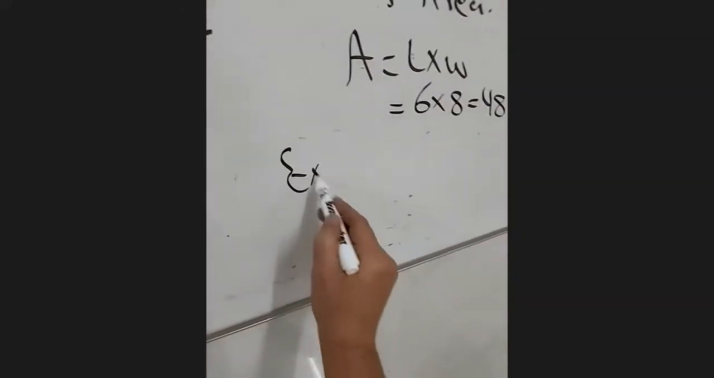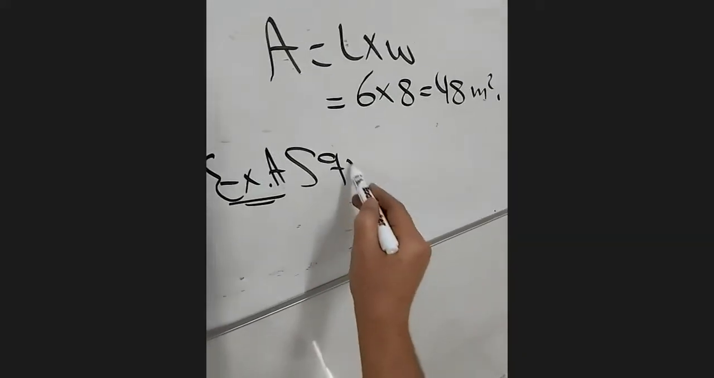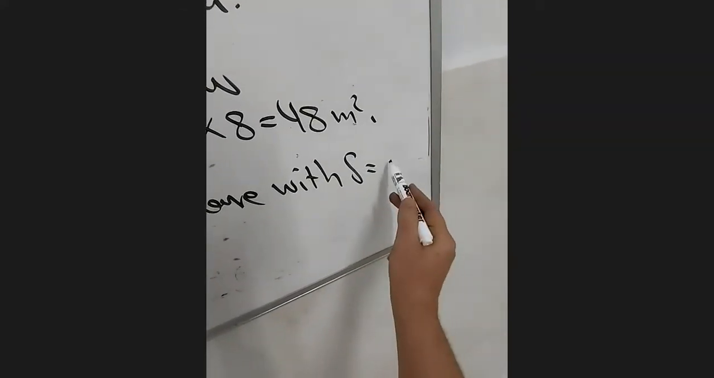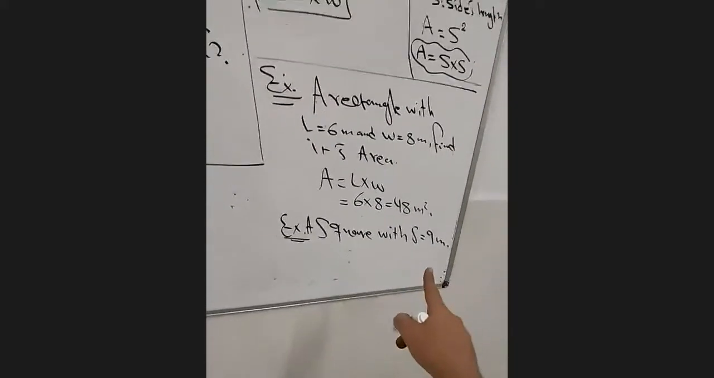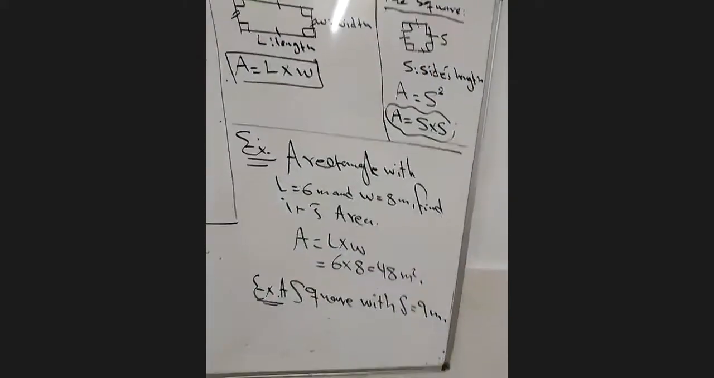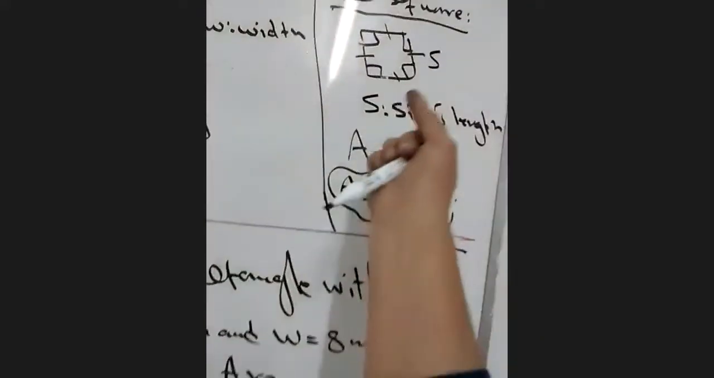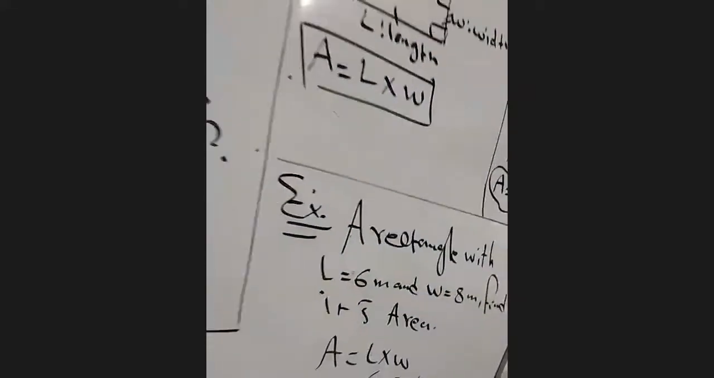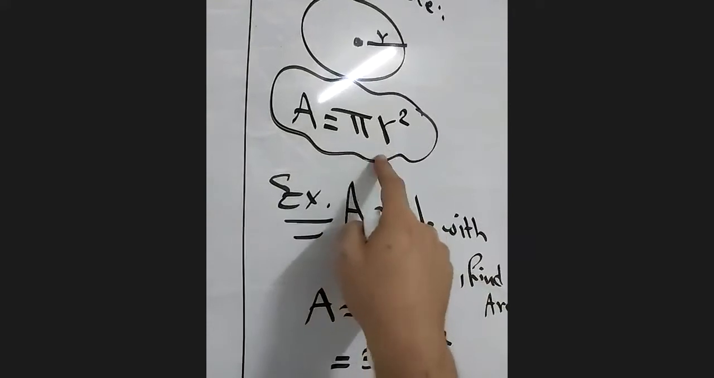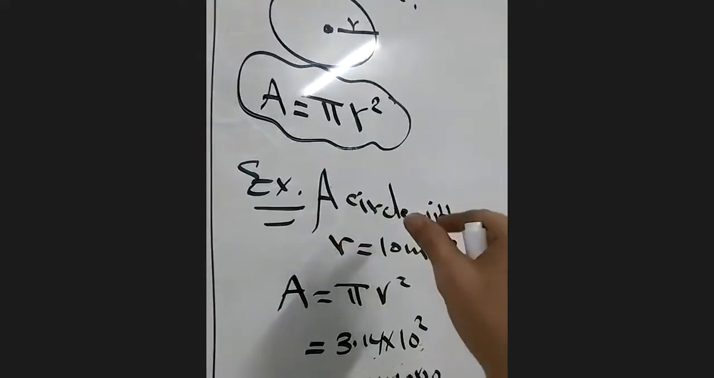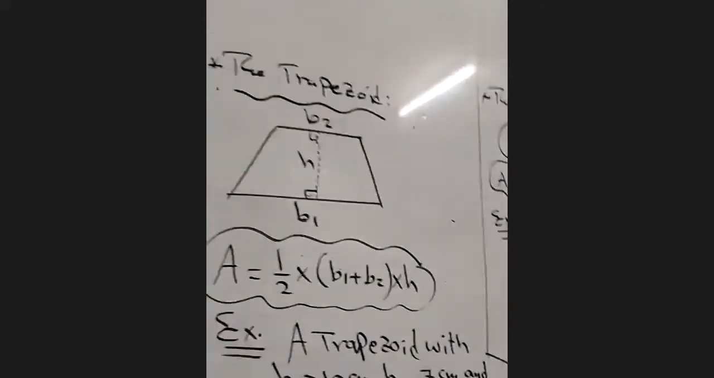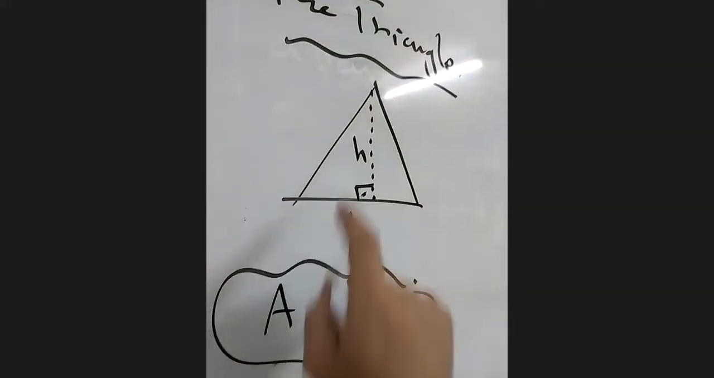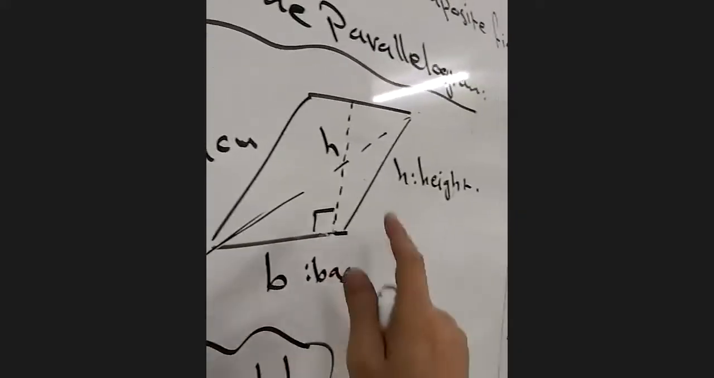Example, a square with S equal 9 meters. S, what is S? The side length. In the square, we need only the S, but in the rectangle, we need the length and the width to find the area. In the circle, we need what? Only radius or diameter divided by 2, we know that. In the trapezoid, we need base 1, base 2, and height. In the triangle, we need the base and the height. In the parallelogram, we need the base and the height also.